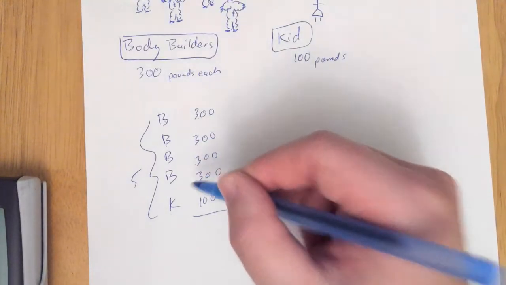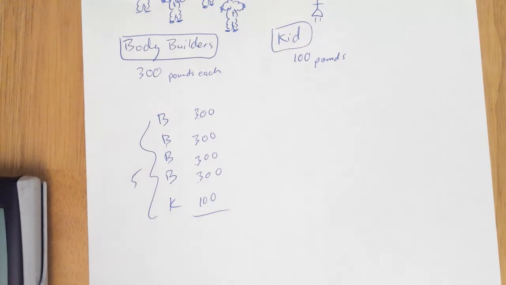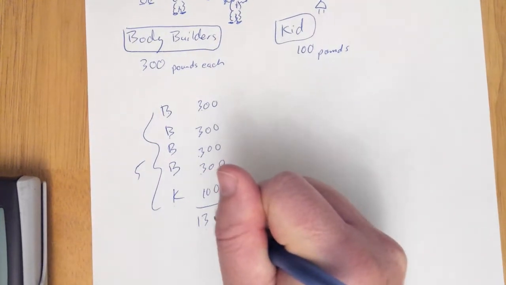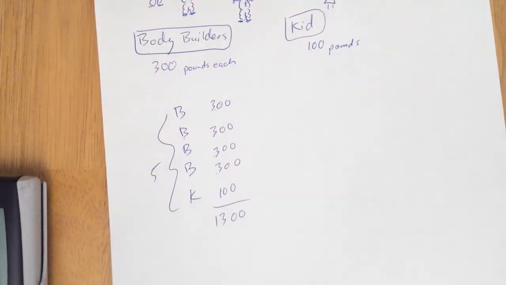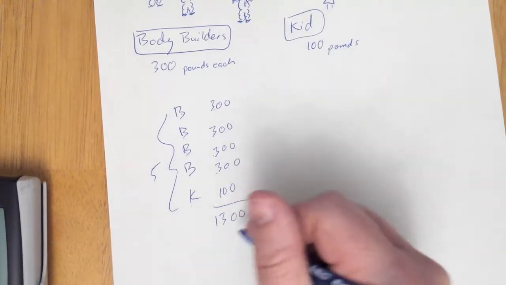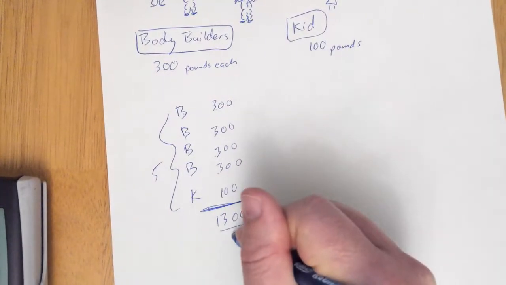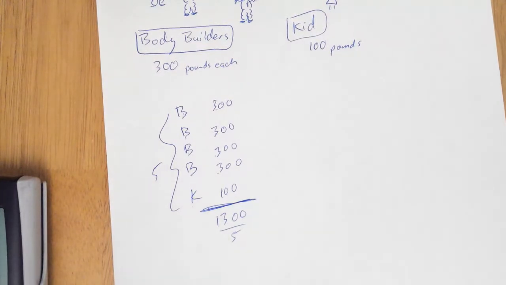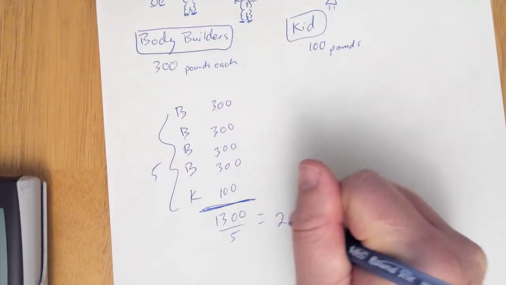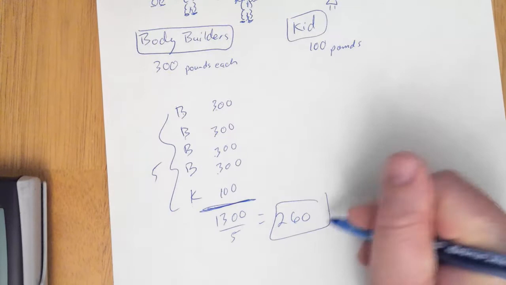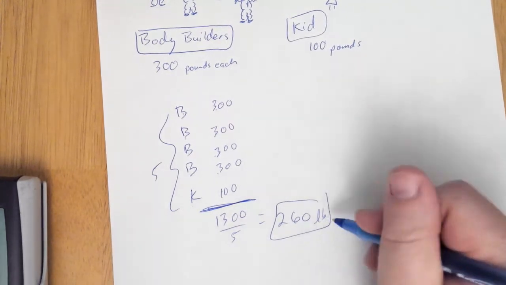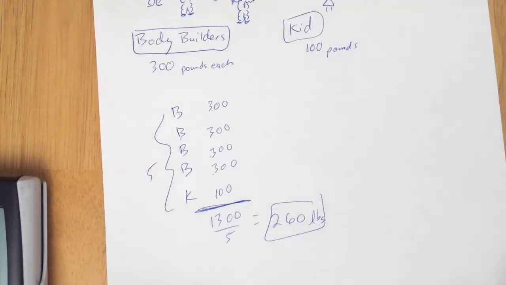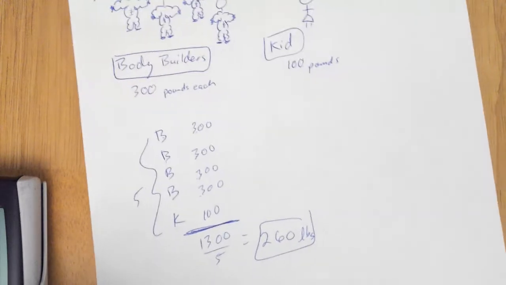3, 1, 2, 3, 4, so 3 times 4. We get 1,300. Just double checking this one more time: 300 times the 4, yep, 1,300 divided by the 5 people. So 1,300 divided by the 5, and we get 260. So the weighted average would be 260 pounds. And that's that answer. Perfect.